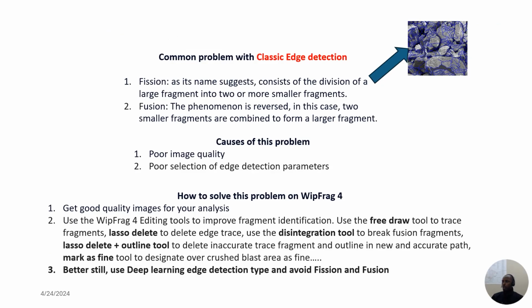Then these are the common problems with classic edge detection. First, fission. As its name suggests, it is a scenario in which large fragments are broken into two or more smaller fragments. As you can see in the image, there are a lot of fragments that are being broken into smaller ones. Then we have fusion. The phenomenon is reversed as compared to fission. In fission, you have many materials being identified from a single boulder. Then in fusion, you have a lot of materials being classified as a boulder.